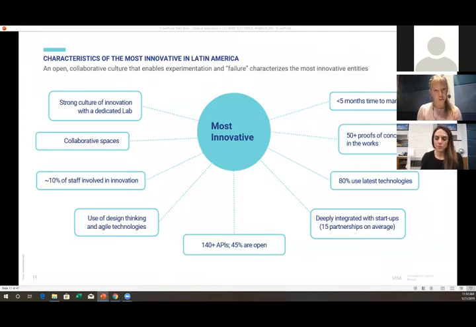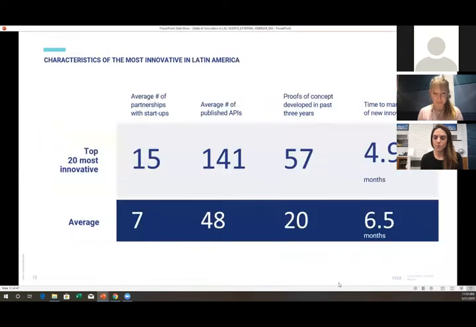And that culture is supported in several different ways. So we'll look into what those ways are and what the different metrics are that support that type of culture. Going on to the next slide.